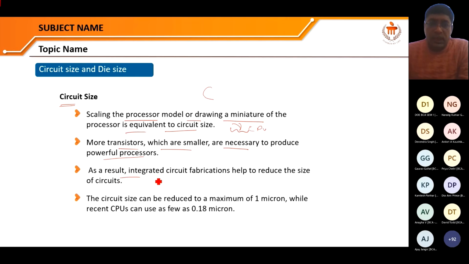And here, how are we reducing the size? The size we can measure in microns. So what micron size are we using? Recently we are using 1 to 1.8 micron. So it is the circuit size. And you have already heard in the fundamentals of computers that the first generation computer system was using bulbs.